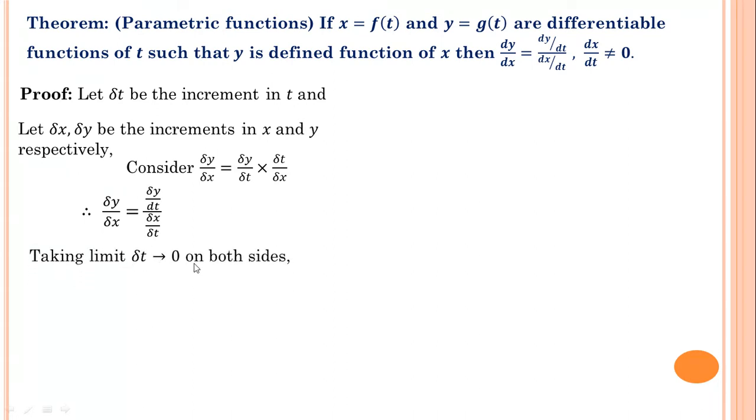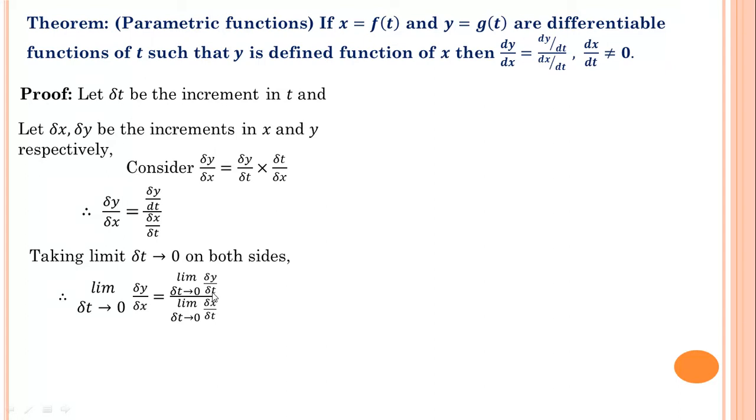Now taking limit delta t tends to 0 on both sides. It becomes, see the left hand side here, limit delta t tends to 0 delta y upon delta x is equal to, here take the separate limit to the numerator as well as to the denominator. Now if you see, this is the first principle of the derivative, this is also first principle of the derivative, and this is also first principle of the derivative by the Leibniz notation. So this is very important.